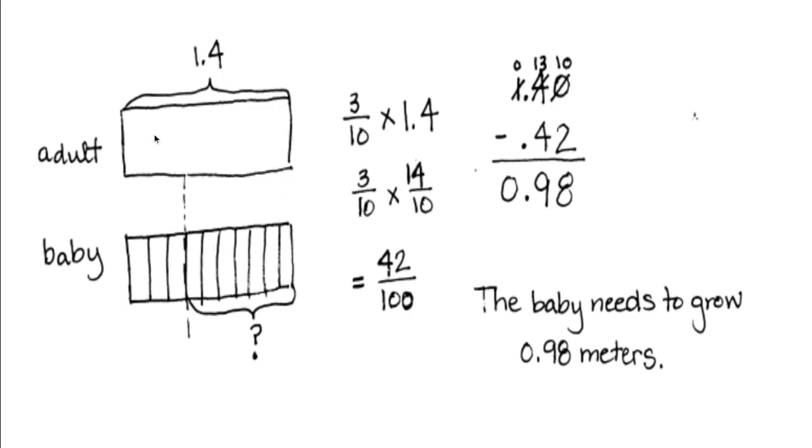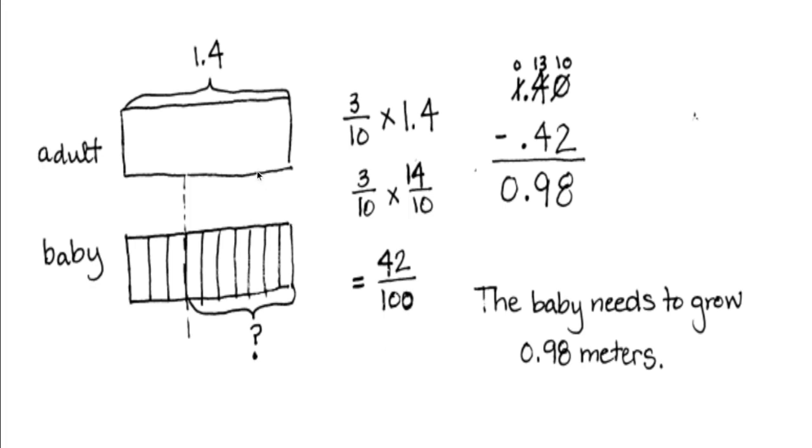We have the model here that represents 1 4/10, and we have a model here that represents a whole, and it's broken up into 1, 2, 3, 4, 5, 6, 7, 8, 9, 10. It's broken up into 10/10 because 10/10 gives us the whole. Okay, so 3/10, the baby is 3/10 as big as the adult. So we need to find out how big is the baby.